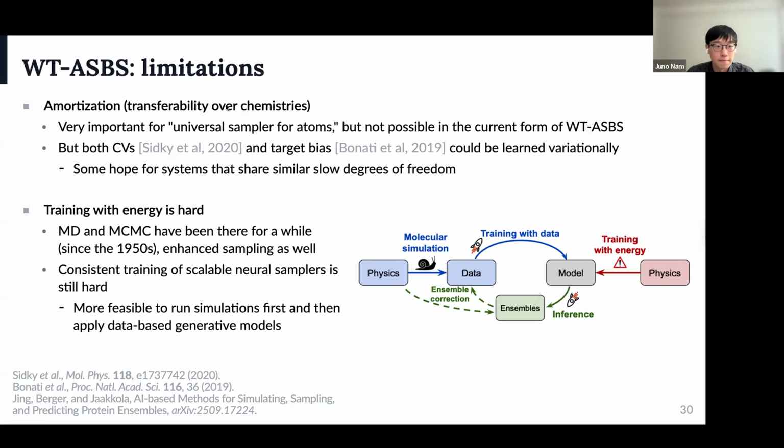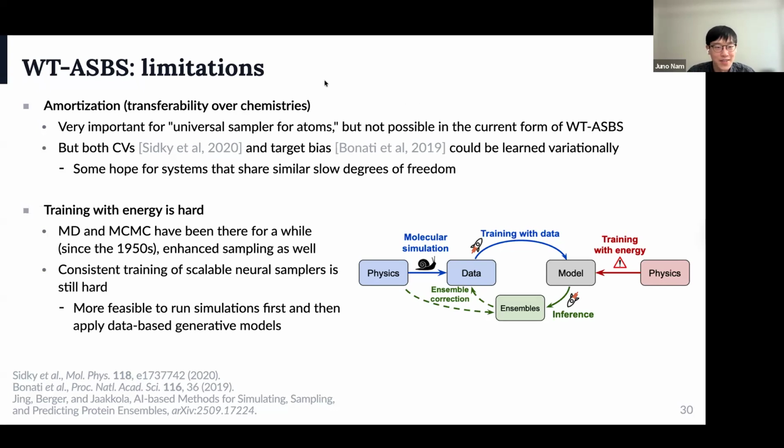One way forward is that we can get transferable collective variables. In theory, we have methods for constructing collective variables. And also the target bias, the same well-tempered bias that we get, has a variational formalism, which means that we can parameterize it by a neural network and condition it on the input chemistry so that we learn this bias transferably over different chemistries. So there is still some hope, but there's a major limitation of this approach.